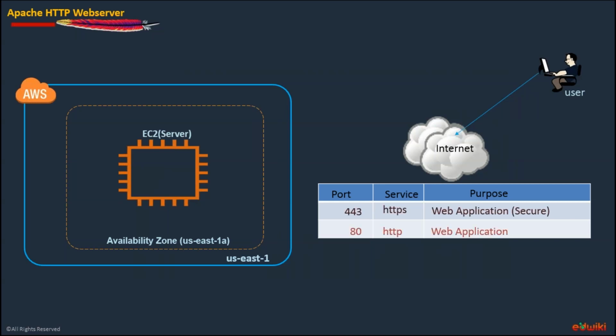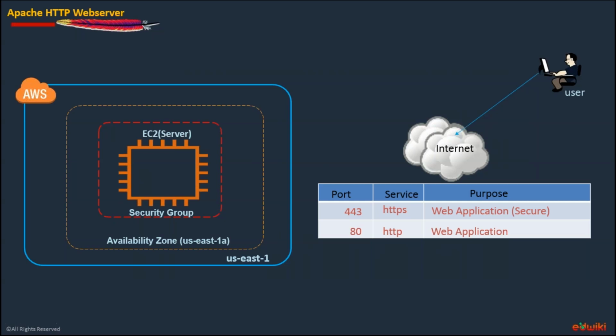Whenever the end user is accessing the website by going to their browser, I'm expecting that request should come to my EC2 server. As you know, when a client is trying to consume some services from the server, the client always has to send a request to the specific port number.